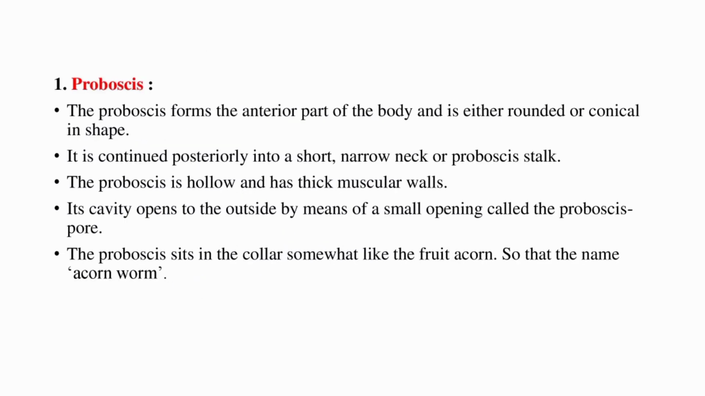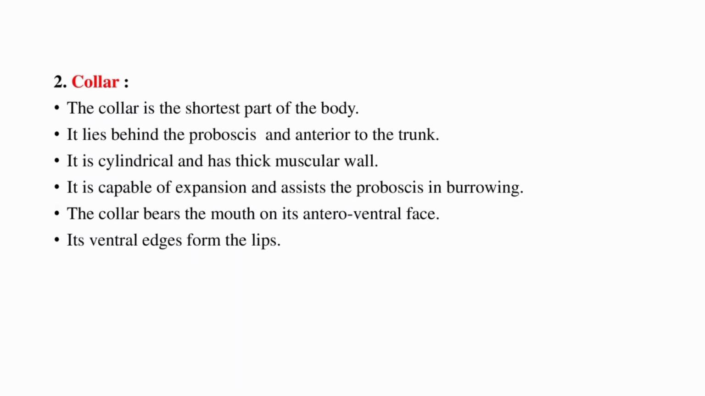Proboscis. The proboscis forms the anterior part of the body and is either rounded or conical in shape. It is continued posteriorly into a short, narrow neck or proboscis stalk. The proboscis is hollow and has thick muscular walls. Its cavity opens to the outside by means of a small opening called the proboscis pore. The proboscis sits in the collar somewhat like the fruit acorn, hence the name acorn worm.